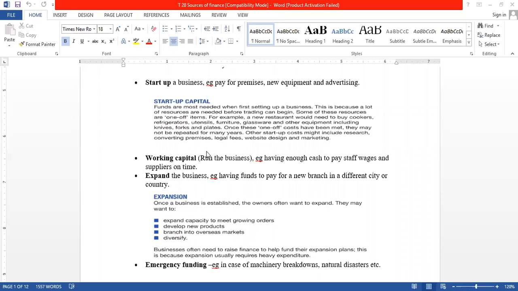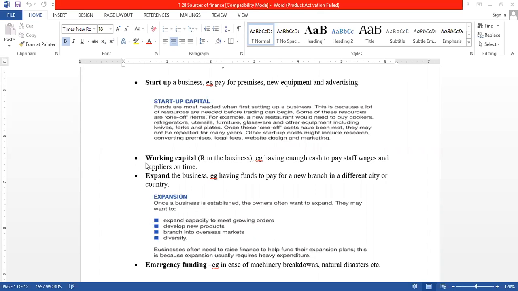Other startup costs might include research, converting premises, legal fees, website design, and marketing, everything. So you can see these are the main expenses that you have to bear when you're starting a business. For example, for a restaurant, they are given kind of examples, all the startup capital, equipment, everything you have to purchase.